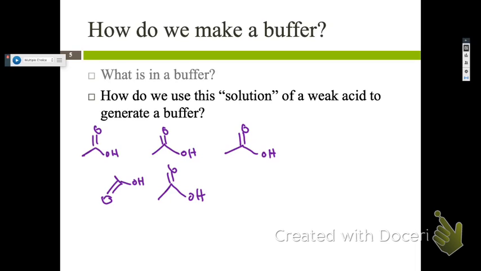All right, we have a solution of acetic acid, vinegar. Is that a buffer? Yes or no? No, it has to be a mixture of both conjugate acid and base, and there has to be enough of both that it's at least 10% of one. If it's less than 10% of one of them, doesn't matter which one, it's not a buffer anymore. So, how do we take that solution of a weak acid and make a buffer? Talk to your neighbor. What are 2 ways that we can take that and make it into a buffer?